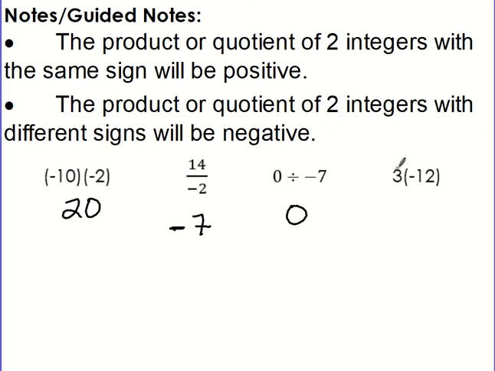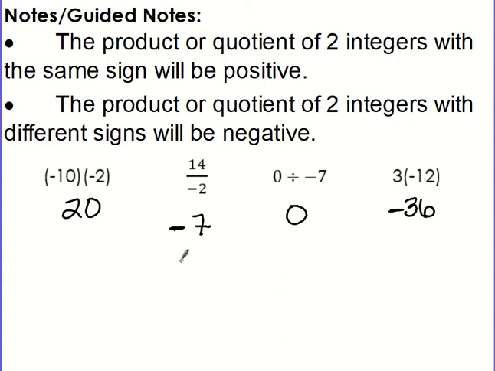And then the last one, 3, this means times, right? When we put the parentheses, just like this one, we don't have to write the multiplication. So 3 times negative 12. These are different signs because one's positive and one's negative. So we do 3 times 12, 36. But because they're different signs, the answer is negative.